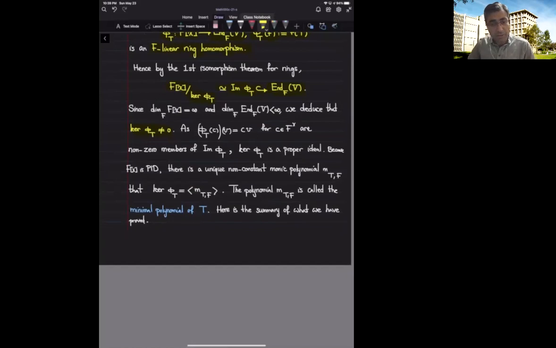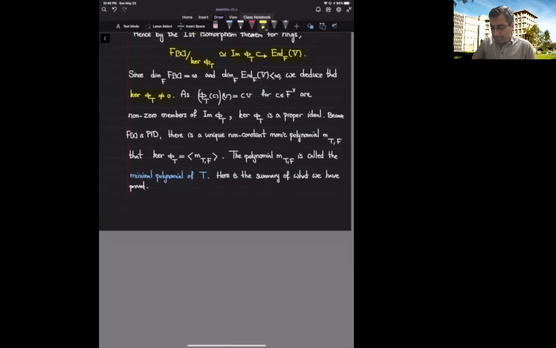So the image of phi_T is not the zero ring. It has at least the scalar multiplication or the identity map inside its image. So that means that the kernel of phi_T cannot be the entire ring F[x]. It's a proper non-zero ideal of the ring of polynomials with coefficients inside the field F. That means I can find a non-constant generator, because it's not the entire F[x]. The generator cannot be a constant. It's non-constant because it's not zero and it's not the entire thing.